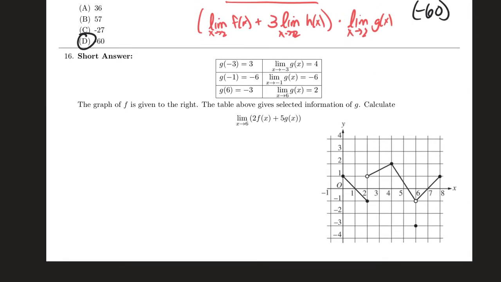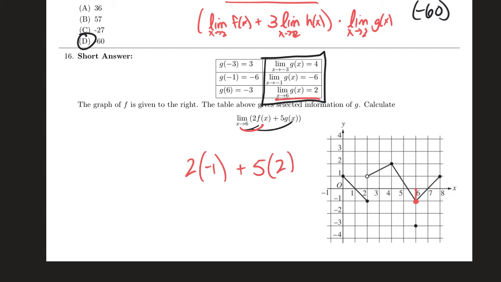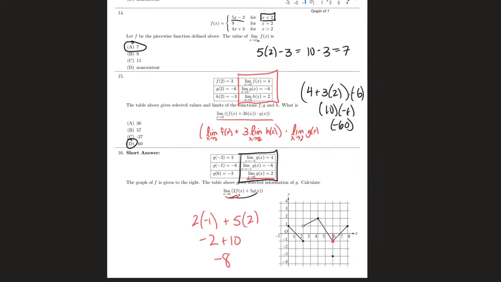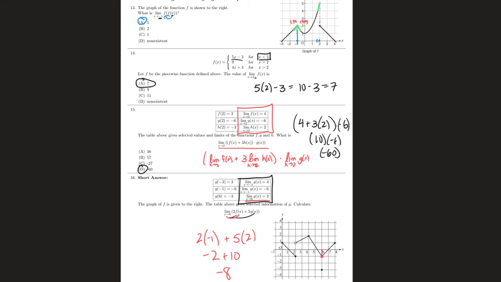And 16 uses the same idea. This limit can separate into 2 parts. For the g part, we just have to remember to use the right-hand side of this table. For the f part, we have to use our graph. So here, the limit of f at 6, well, 6 is here, and the limit that's going to be there is -1, plus 5. The limit of g at 6 is 2, that bottom one there. And we get -8.